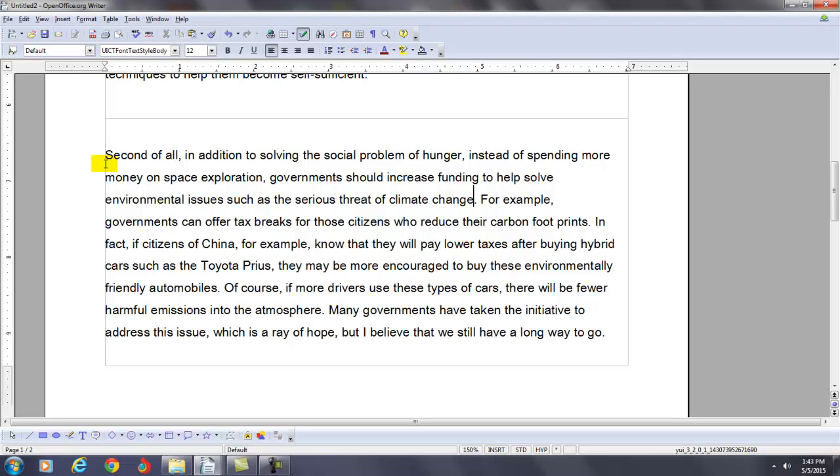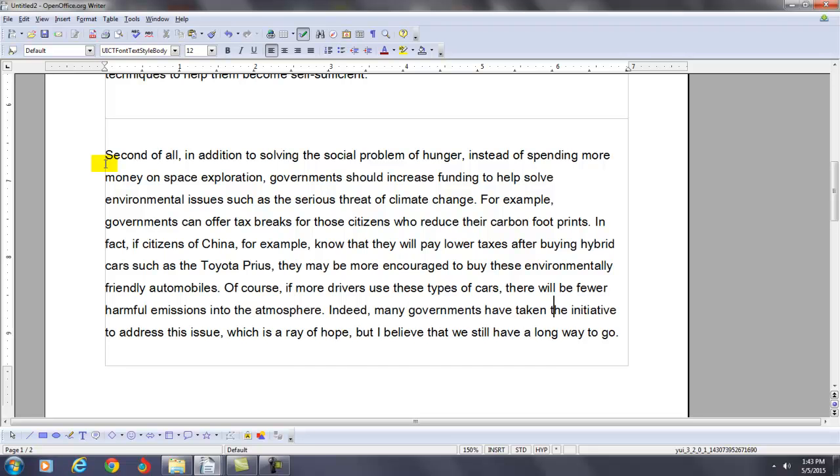So you see, for example, governments can offer tax breaks for those citizens who reduce their carbon footprints. In fact, if citizens of China, for example, know that they will pay lower taxes after buying hybrid cars, such as a Toyota Prius, they may be more encouraged to buy these environmentally friendly automobiles. Of course, if more drivers use these types of cars, there will be fewer harmful emissions in the atmosphere. Many governments have taken the initiative to address this issue. How about this word? Indeed.